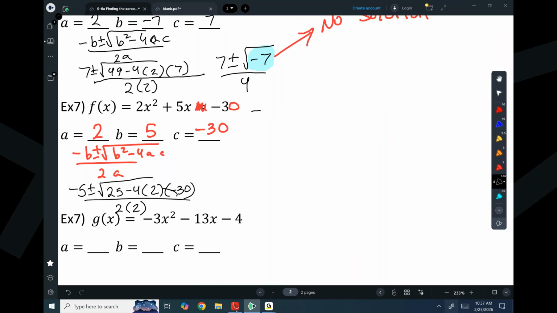So we get what? Negative b plus or minus the square root of what? 265, okay, thank you. Over 4, right? All right, I want to look at 265.